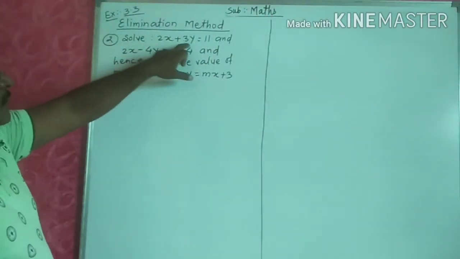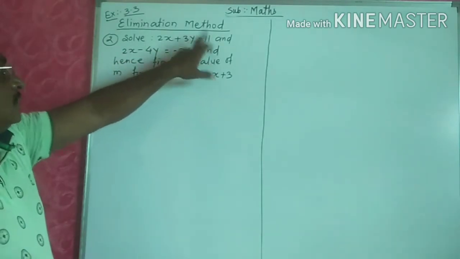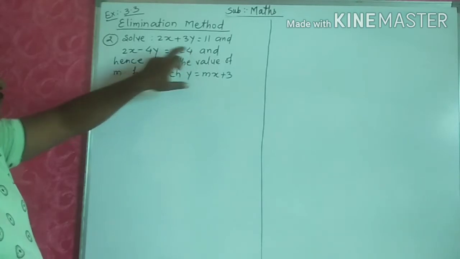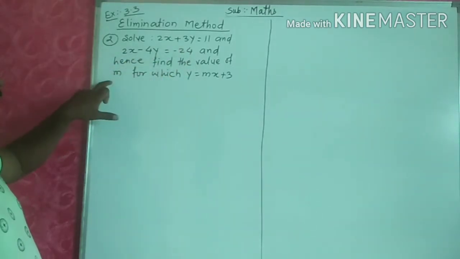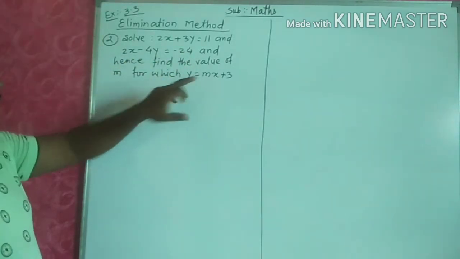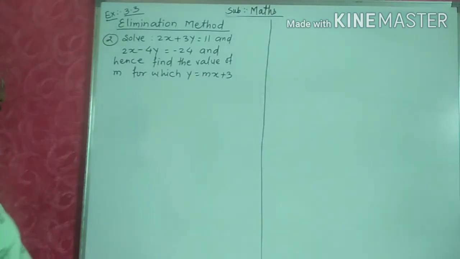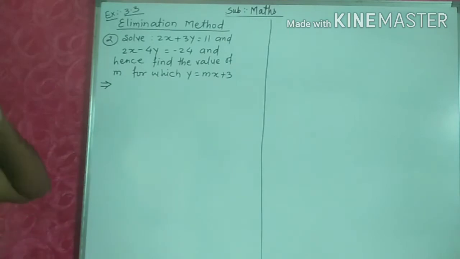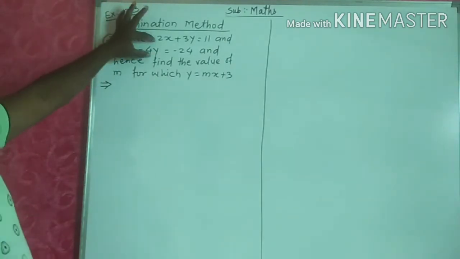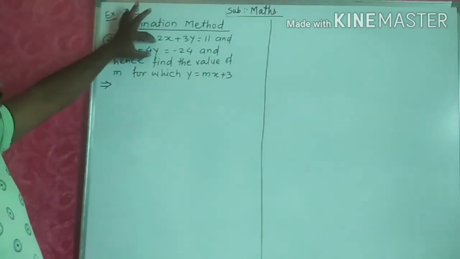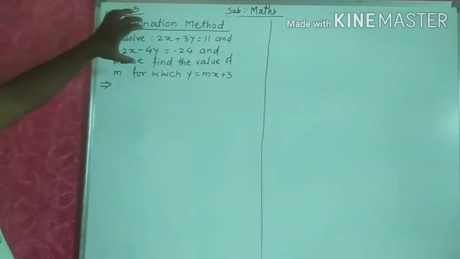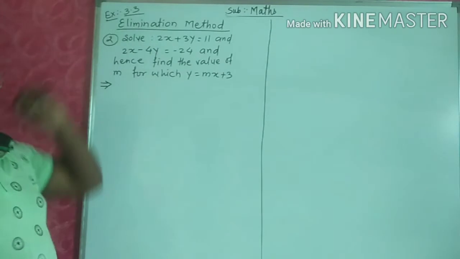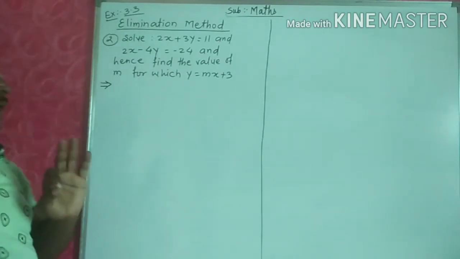What is question number 2? Solve 2x plus 3y equals 11 and 2x minus 4y equals minus 24, and hence find the value of m for which y equals mx plus 3. So this is the question given. First, solve these two pairs of linear equations in two variables, which means we have to find the value of x and y.